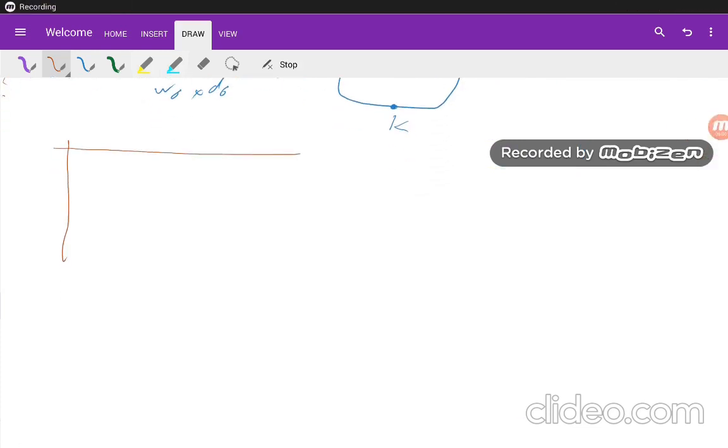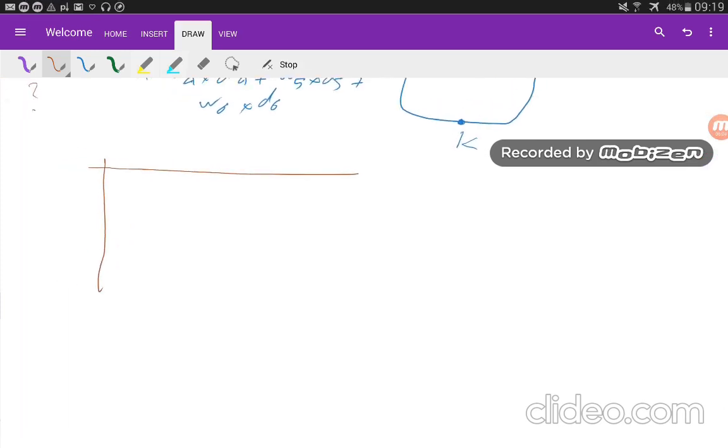We are going to prepare a chart, and in this chart we have the weight of each cargo, the distance of each cargo from the reference point, and in the next column we are going to calculate the multiplier of them, which is the moment. For moment, it will be W times D.